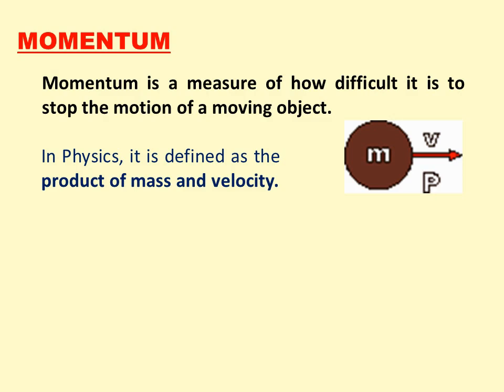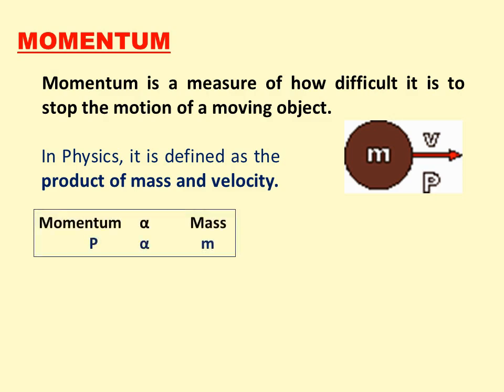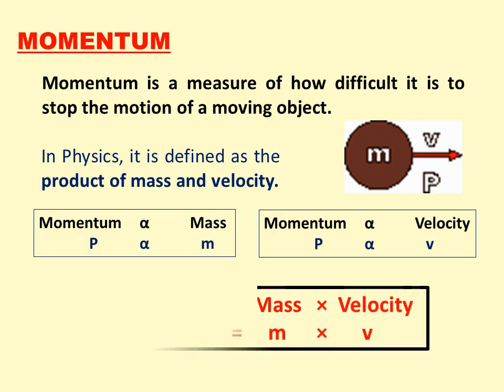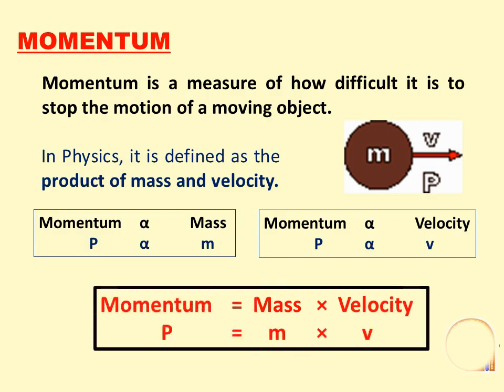There is a relationship between these three factors too. Momentum is directly proportional to mass. When the mass is increased, momentum will be increased, and vice versa. In the same way, momentum is directly proportional to velocity. When the velocity is increased, momentum will be increased, and vice versa. Both together, we take it as momentum equals mass into velocity. So P equals m into v.